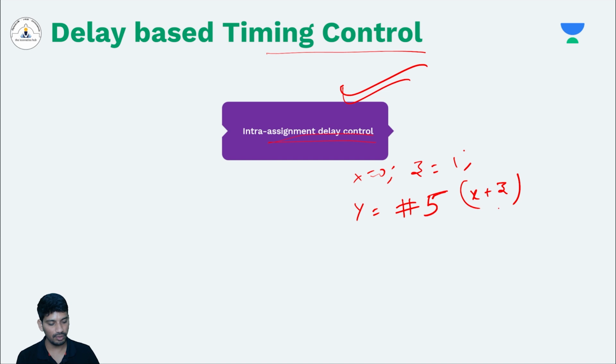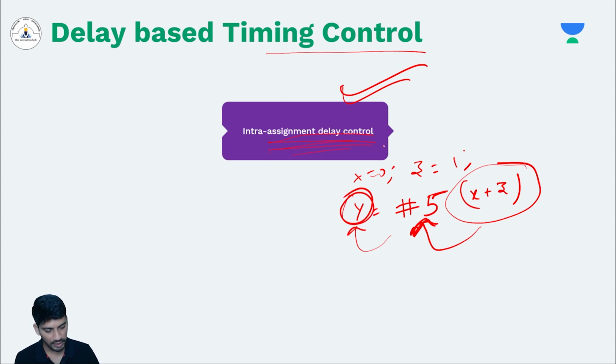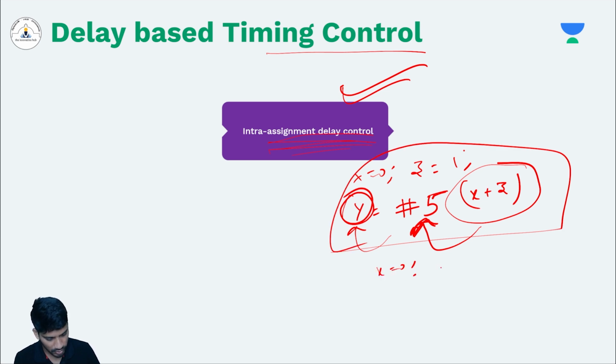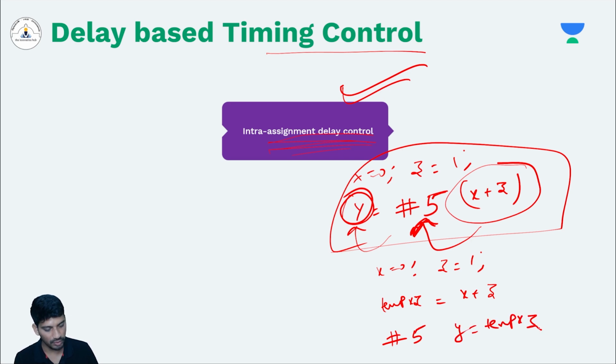So what does it do? First it will execute this, then it will wait for 5 nanoseconds delay, and then it will post the data inside Y. So this is called intra-assignment delay. The same thing you can visualize like this. You have X is equal to 0 and Z is equal to 1, and temp of XZ is equal to X plus Z, and after 5 nanoseconds delay, Y is equal to temp of XZ. So these two things are same.